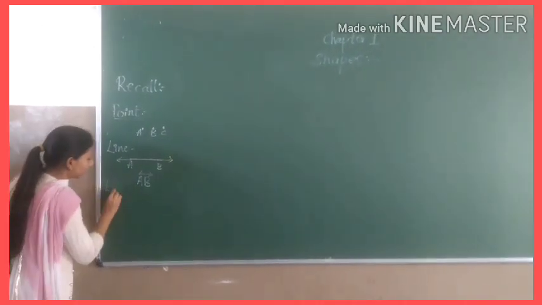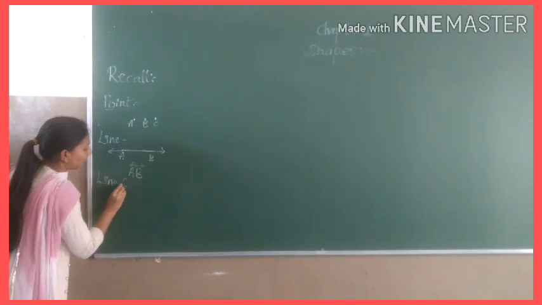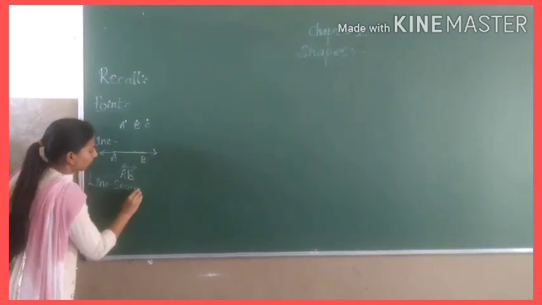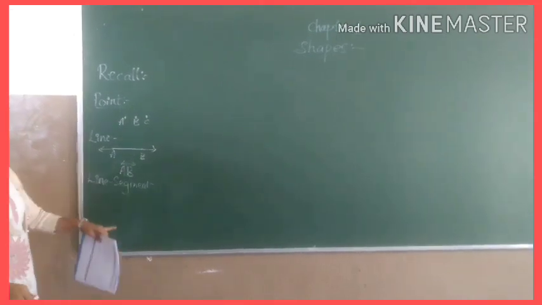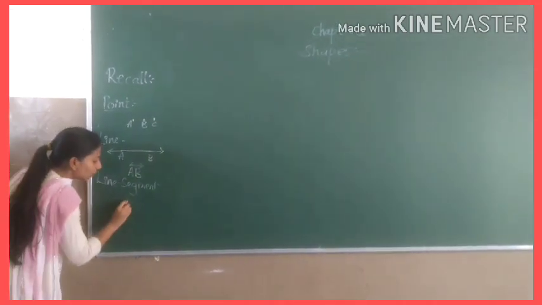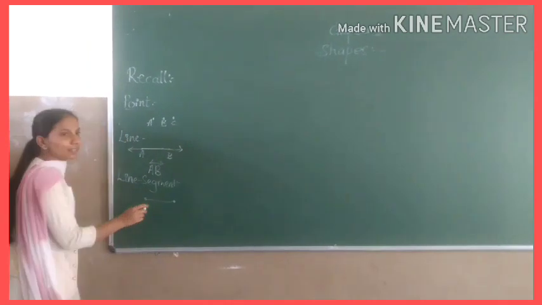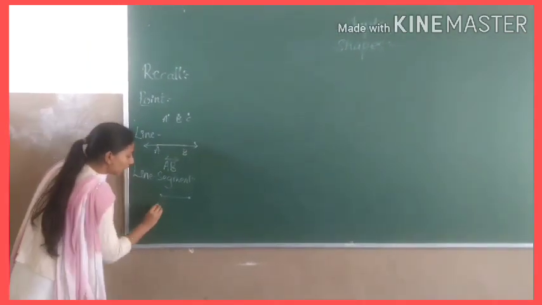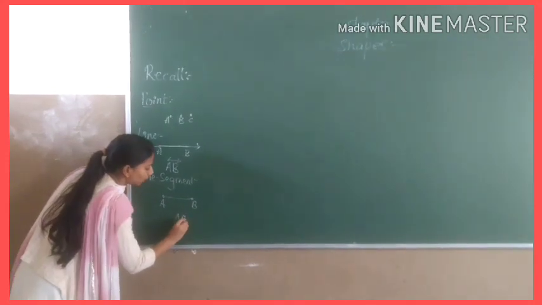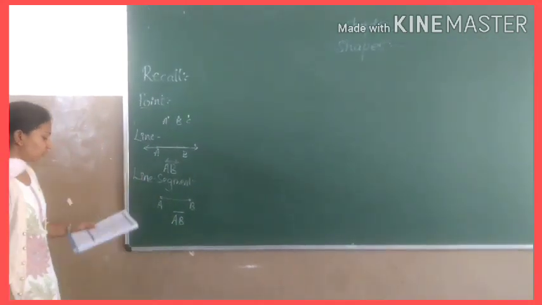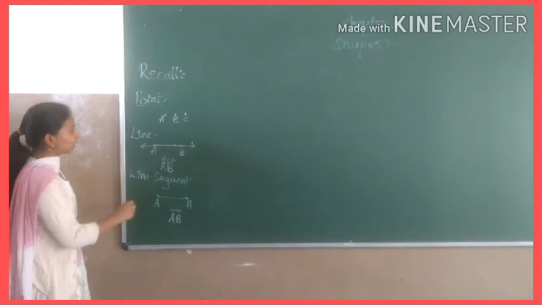Next one is line segment. What is a line segment? Line segment, it is a part of a line. It has two end points and it has a definite length. We can denote it as A and B, and we can denote it as AB, right? We call this one a line segment.